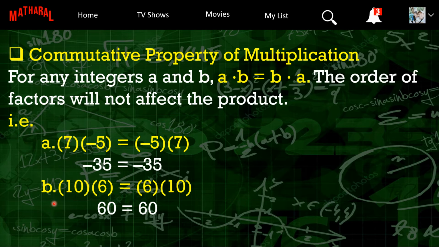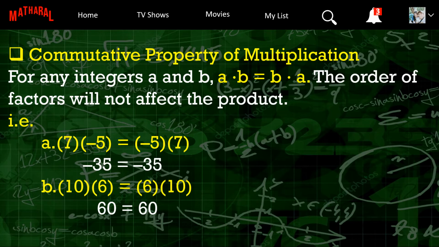So next, letter B. Positive 10 times positive 6 is 60. It is equal to positive 6 times positive 10, which is equal to 60. As you can see here, even if we swap their positions, whether it comes first or second, the product itself is the same. So it says here the order of factors will not affect the product. So that is why we can conclude that this example is under the commutative property of multiplication. Very well said.